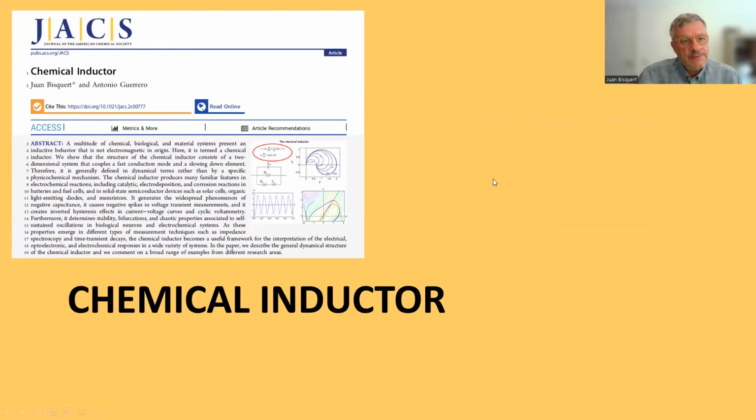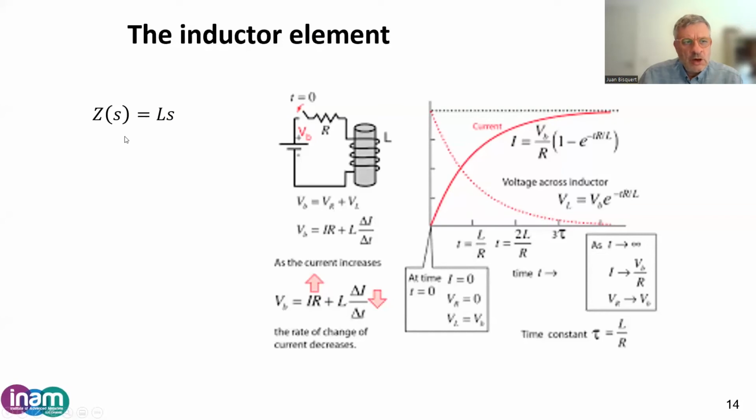We talked about the resistance and capacitance in the elementary equivalent circuit, but perovskites also have inductive components, and this has been recently described generally as a chemical inductor in JACS by me and Antonio Guerrero. So the inductor is an impedance that is proportional to the inductance and the frequency, and it has characteristic decays in which the voltage depends on the derivative of the current.